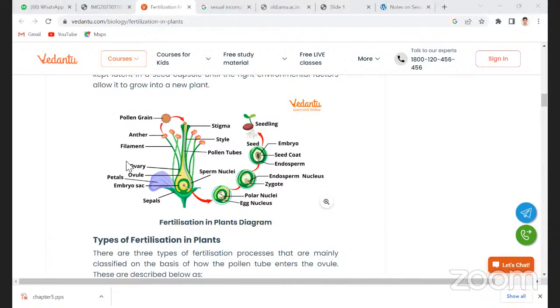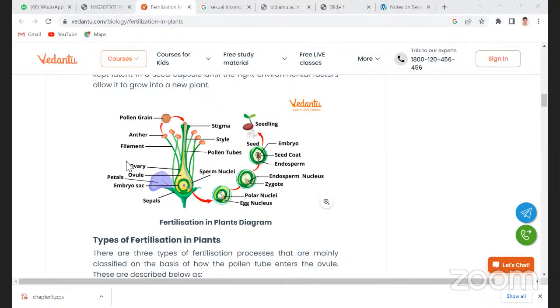3N. And developed from what is the first one? It is the endosperm nucleus. Primary endosperm nucleus. It is formed after fertilization.